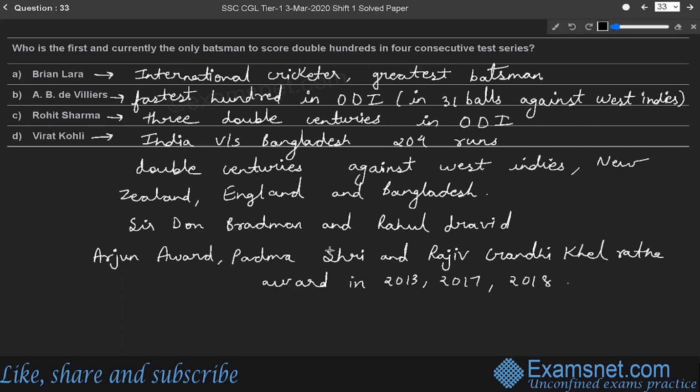So, for this question, it is very clear that the correct option will be option D, which is Virat Kohli, because he broke the record of Sir Don Bradman and Rahul Dravid of the double hundreds in 3 consecutive Test series. And he also made double centuries in Test series against England, Bangladesh, West Indies, and New Zealand. So he is the one and only batsman to score double hundreds in 4 consecutive Test series. So I hope you are clear with this question, and I hope you have enough knowledge and information regarding this question.